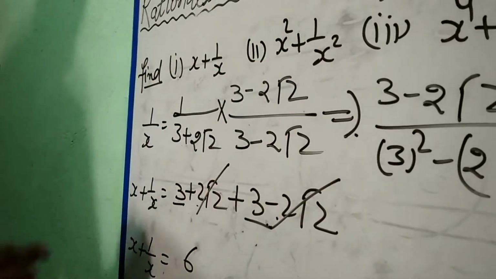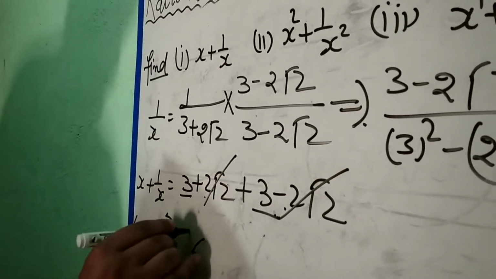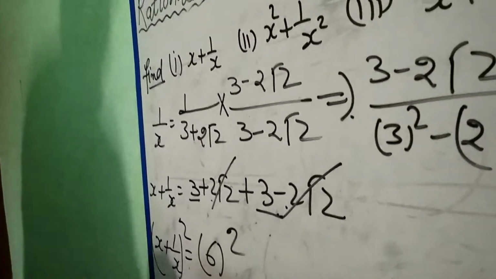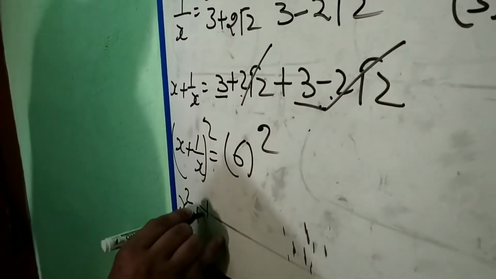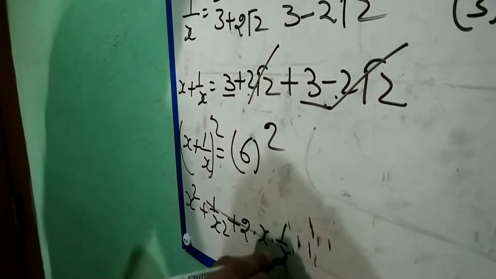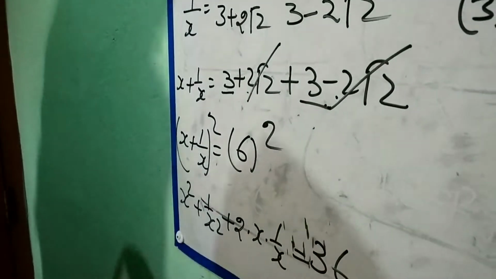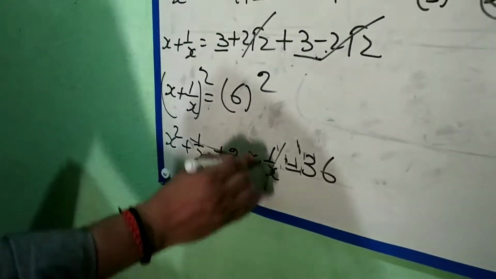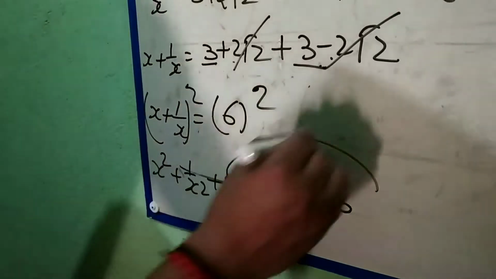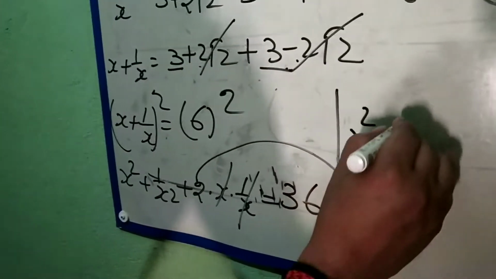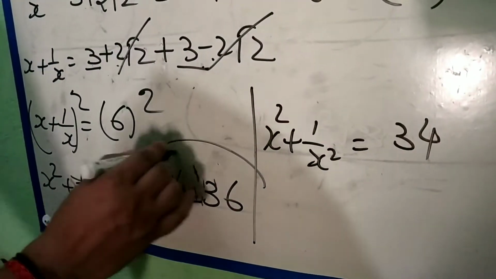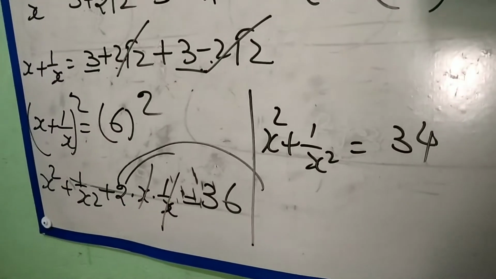So for the square, we will square both sides. On squaring both sides, what do we get? Here we get a plus b का whole square, यानी x का square plus 1 by x का square plus 2 into x into 1 by x is equal to 36. x and 1 by x cancel. Now transpose this to the RHS. So what ultimately we have got, x का square plus 1 by x का square is equal to 34. These two transpose to minus 2, 36 minus 2, 34.